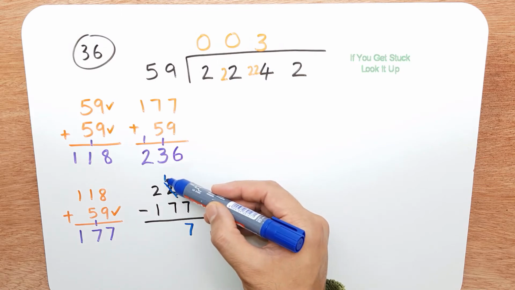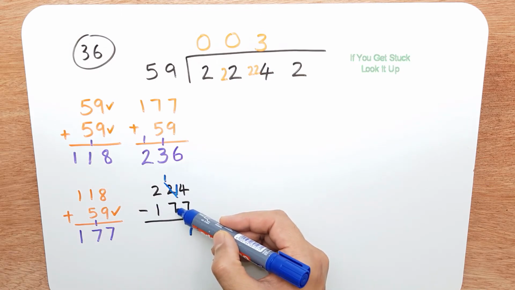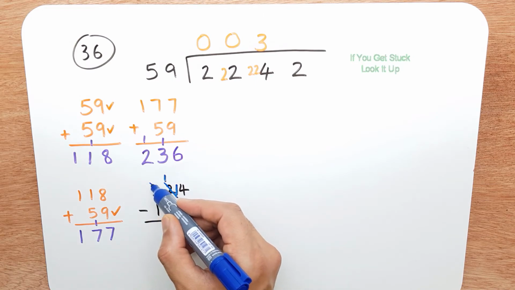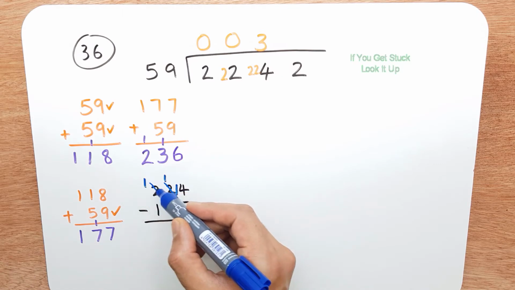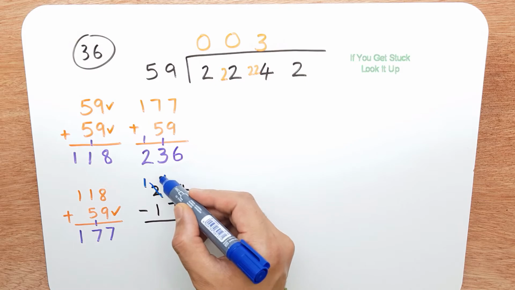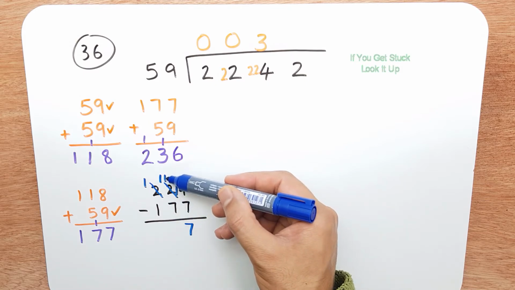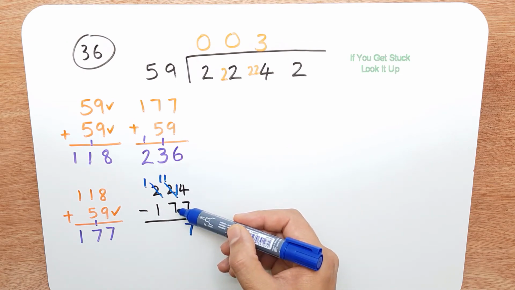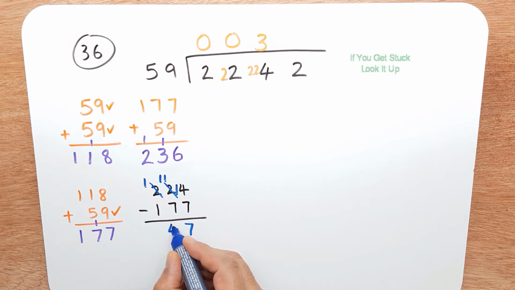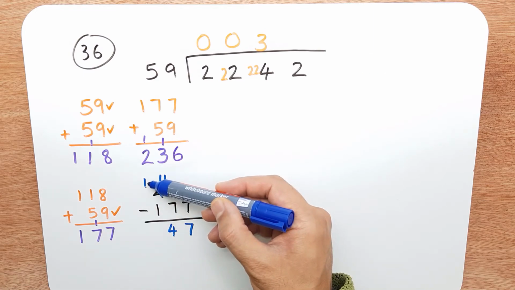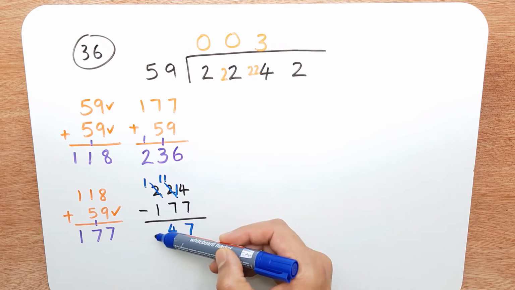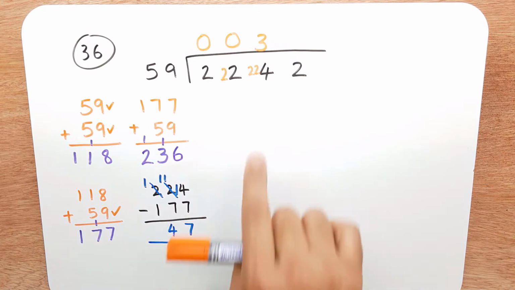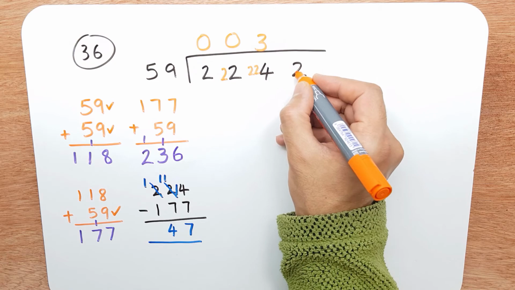Now moving on to the next column, it's 1 take away 7. We can't do that. We've not got enough. So we go to the neighbour, the 2 we cross out, and that becomes a 1. And the 1 we've borrowed turns this one into 11. So now carefully we have 11 take away 7. And that is 4. And finally, 1 take away 1 is nothing. So our answer is 47. So there's remainder 47. That 47 gets carried over to the 2.